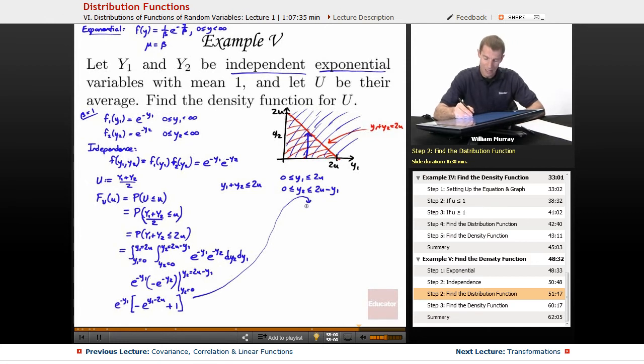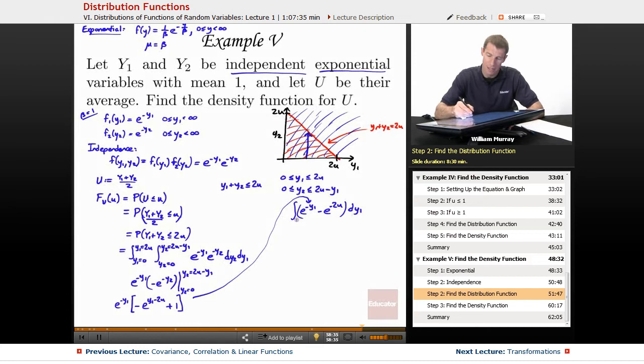So if I distribute e to the negative y1, e to the negative y1 times 1 is e to the negative y1. And e to the negative y1 times e to the y1 minus 2u. Remember, you add the exponents, and so those y1s will cancel. That's pretty nice. So I'll get e to the negative y1 minus e to the negative 2u. Of course, that was all the inside integral, and I still need to integrate that with respect to y1, dy1.